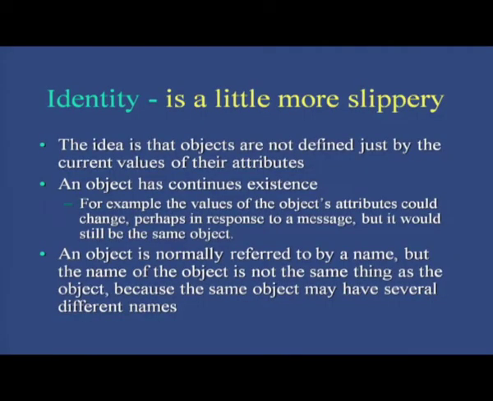Identity is a little more slippery. The idea is that objects are not defined just by the current values of their attributes. An object has continuous existence; the variables change, the behavior changes. At step 1, the object had an identity. At step 10, its identity resembles some other object in the system, which just happened; the values it is holding are the same. So, let us say that in the beginning we have students with different roll numbers, names, everything. Suddenly there is a state called first assessment.